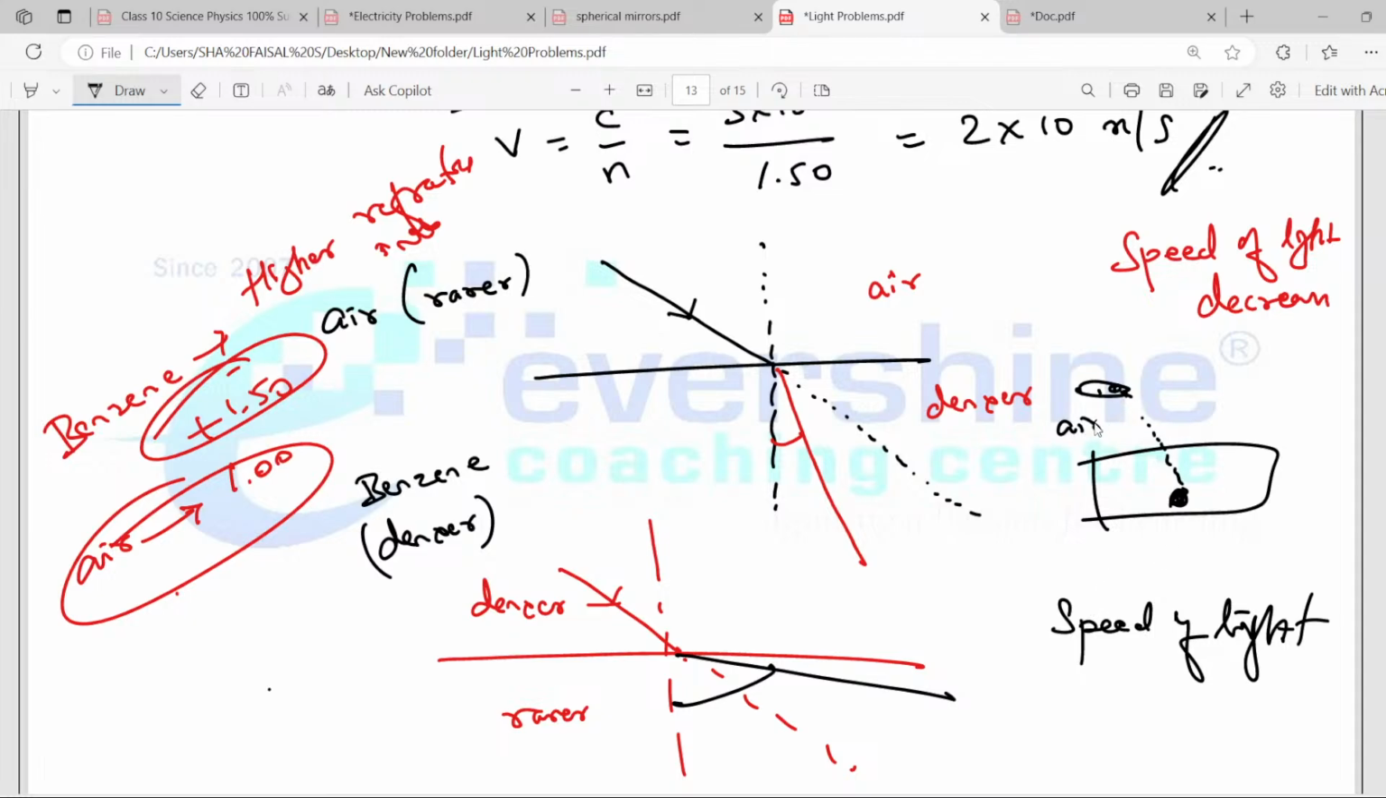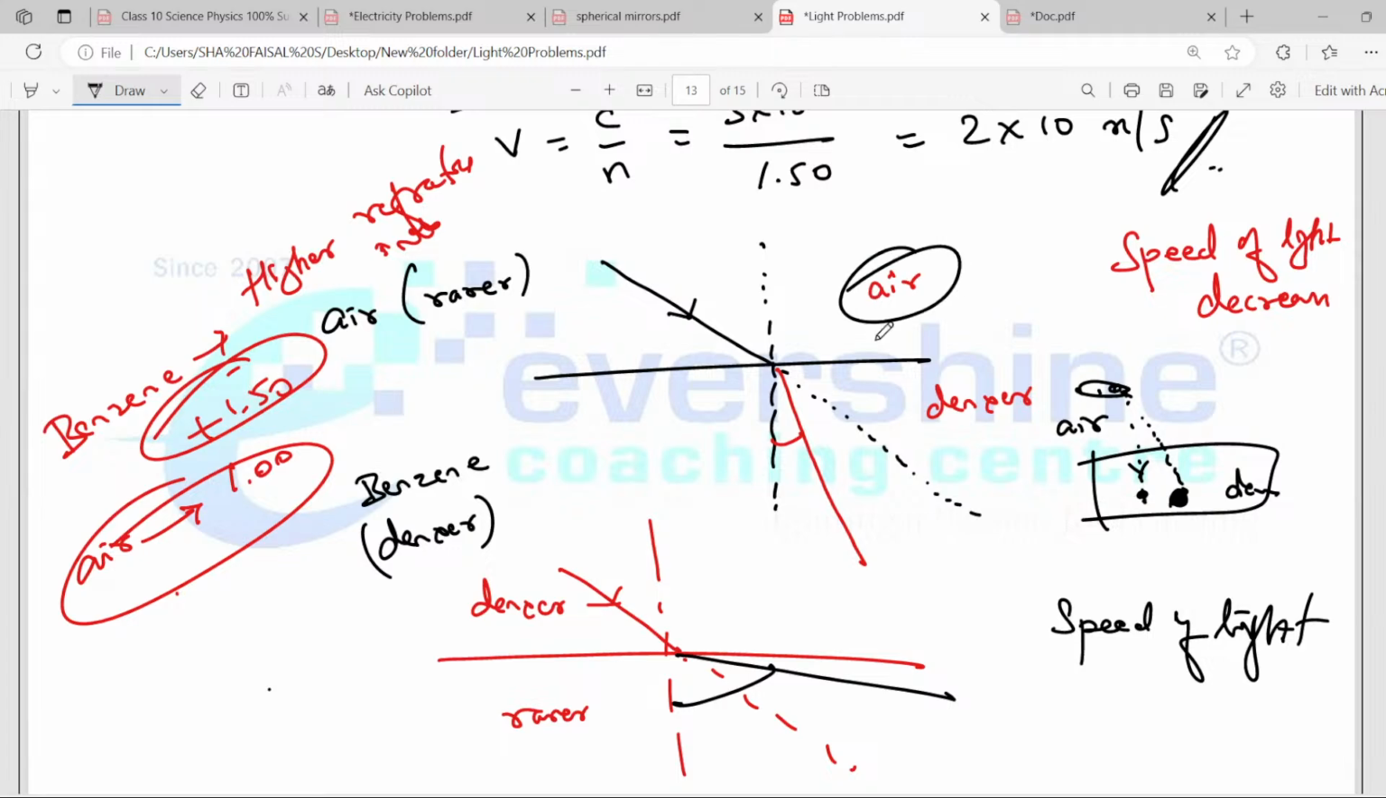See, we are seeing from air medium to denser medium. So speed of light decreases. Since speed of the light decreases, the coin doesn't appear to be here. The coin appears to be here because it is moving towards the normal. Understood? Yeah. Based on these cases, you can expect sometimes give reasons questions. Only one thing you have to remember.